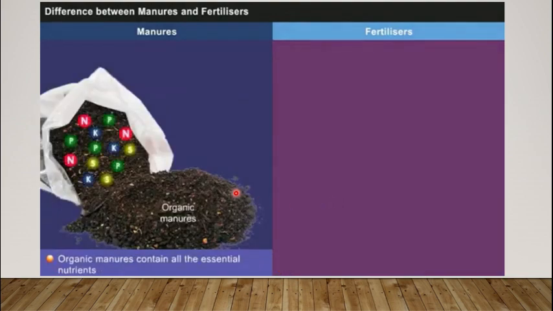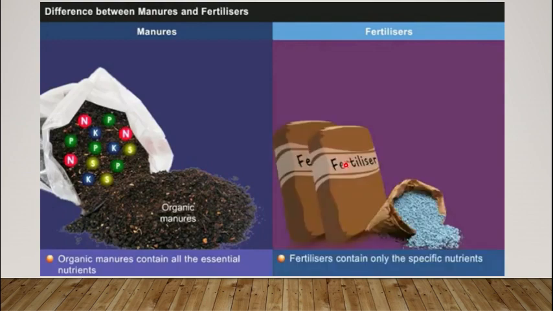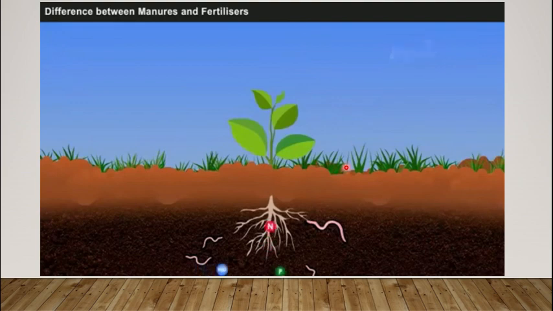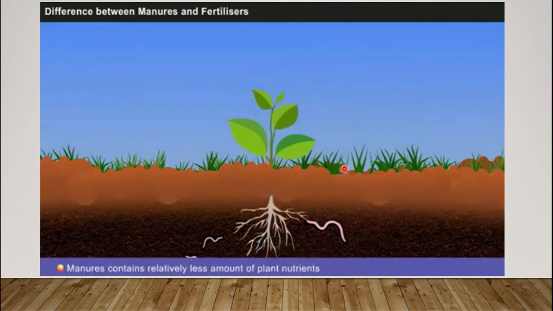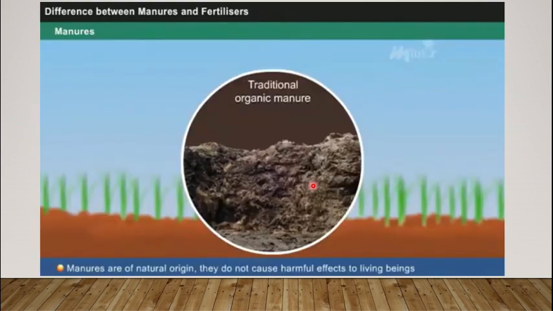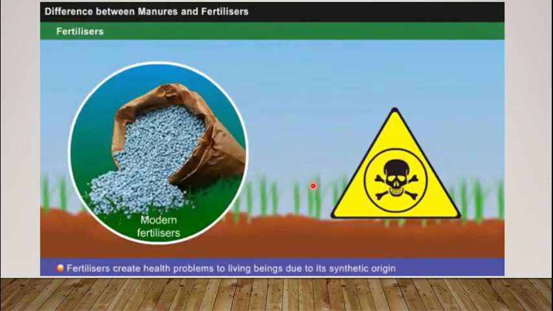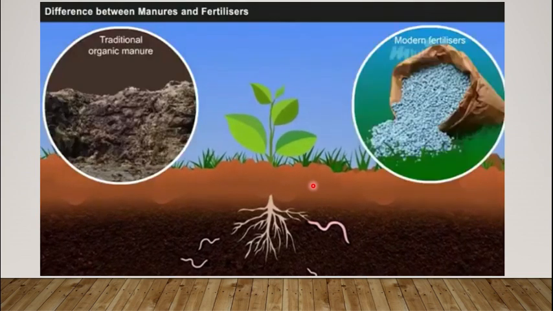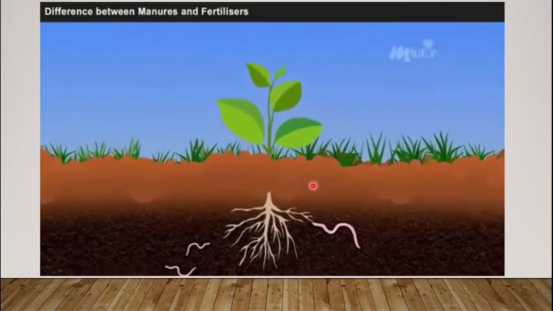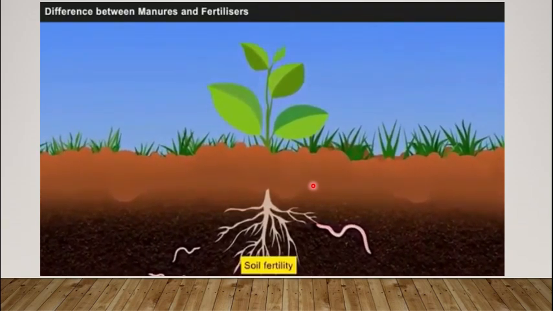Manures contain all the essential nutrients, while fertilizers can provide only specific nutrients. Both of them provide the nutrients, but manures contain relatively lesser amount of the nutrients, while fertilizers contain richer amount of the nutrients. Organic manures are not harmful, while fertilizers are harmful as they are synthetically prepared or prepared in the labs. But both are very important for the growth of the plant and they increase the soil fertility.